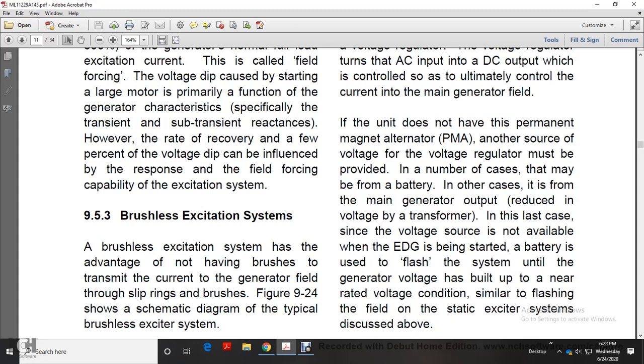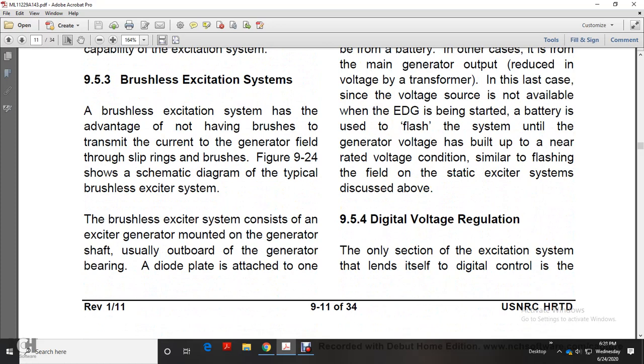In other cases, the generator output may be reduced in voltage by a transformer. In the last case, where the sensing voltage source is not available, such as when an emergency diesel generator is being started, a battery is used as a flash system until the generator voltage has built up to a rated voltage condition, similar to flashing the field of the static exciter system discussed above.